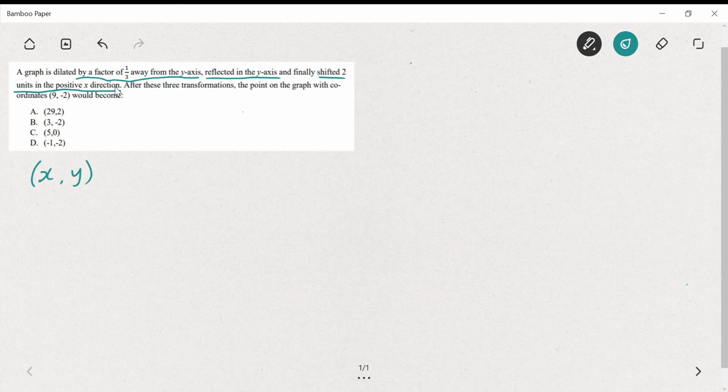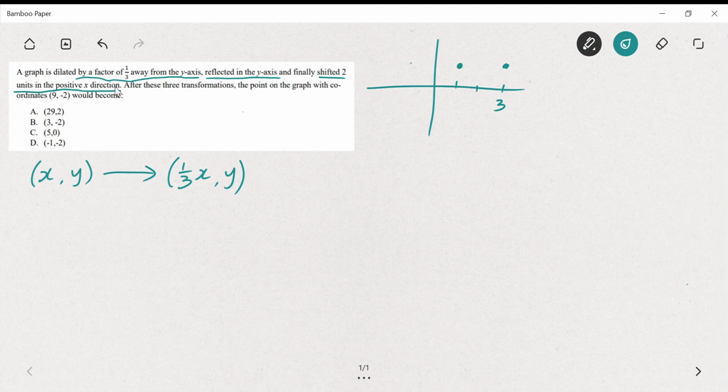I'm going to say, well, the first thing that we do is we dilate by a factor of a third away from the y-axis. So we're doing a third of x, and we leave y alone. It goes away from the y-axis, but you can see that if your point was, say, out here at 3, well, if it's now a third of the way from the y-axis, it's going to be there. So what's happened is it's a horizontal dilation, even though it's referring to the y-axis there.